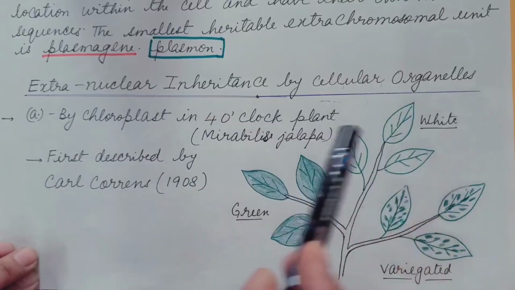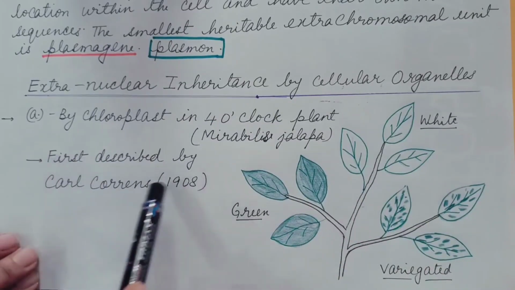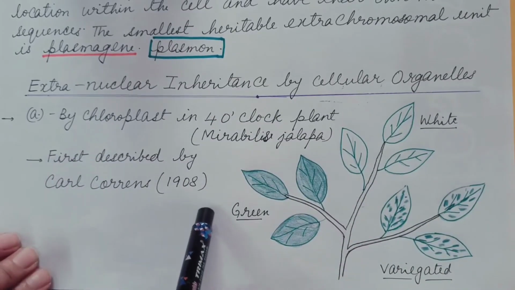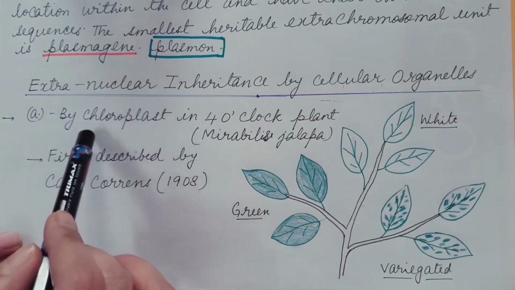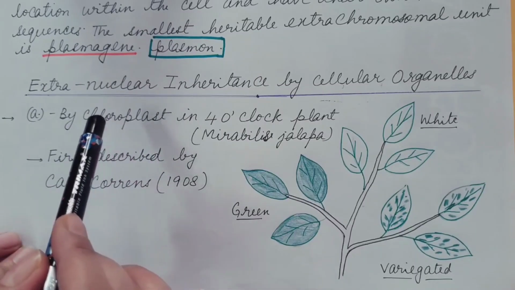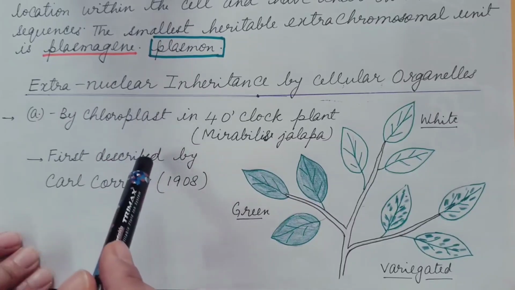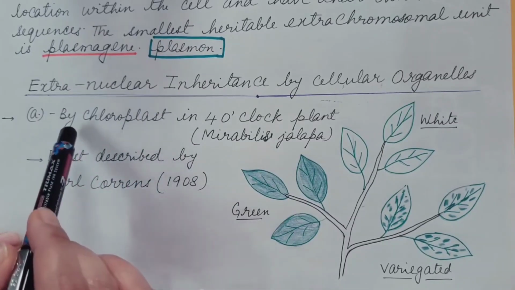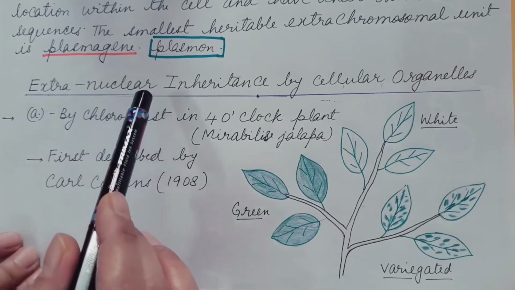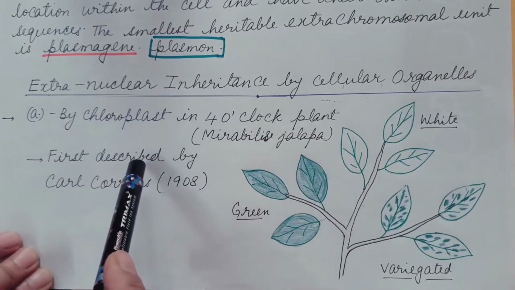Extranuclear inheritance by cellular organelles was first described by Carl Correns in 1908, and this inheritance was by chloroplasts, because DNA molecules are present in chloroplasts. These chloroplasts are present in the cytoplasm of the cell, and hence this type of inheritance is known as extranuclear inheritance or cytoplasmic inheritance.